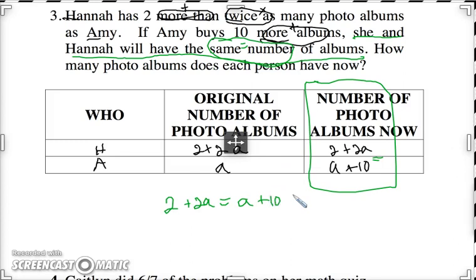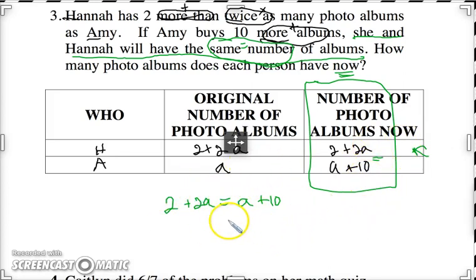You see that? So now the question they ask me is, how many albums does each person have? So they want to know, how many albums does each person have now? Now, right here, not original. Now, right? So if they equal each other, let's try to solve.